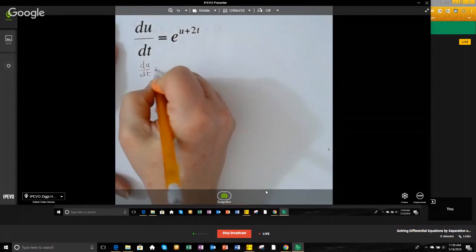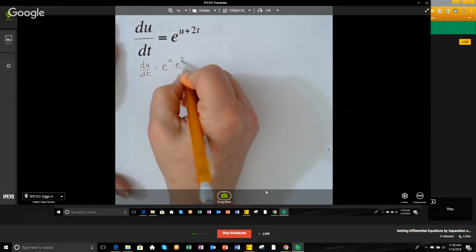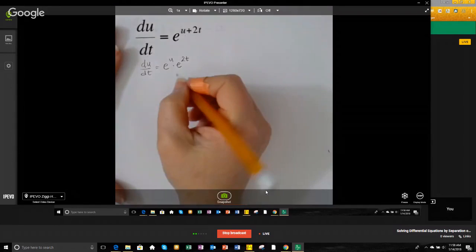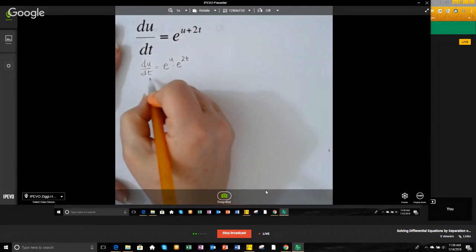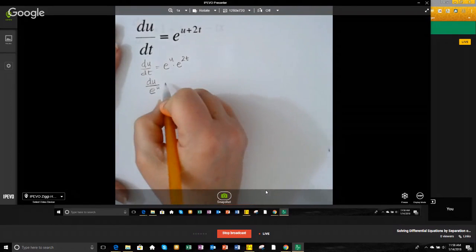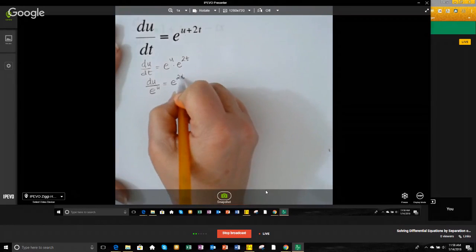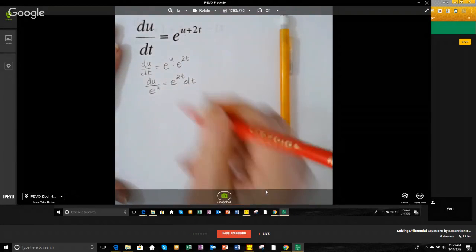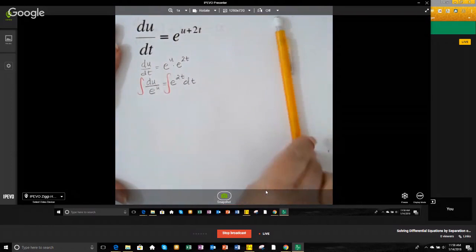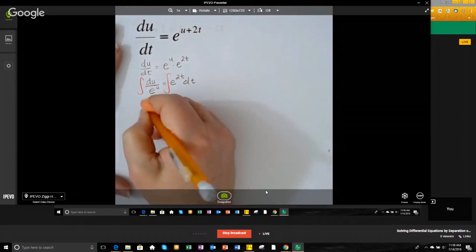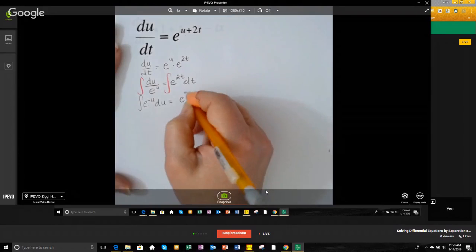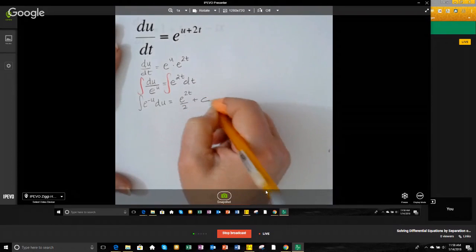So in order to do that, I'm going to say du dt is equal to e to the u times e to the 2t, because I can split this up using the properties of exponents. And now I'm going to separate and integrate. So we're going to say du over e to the u equals e to the 2t dt. And we're going to pull out our magic integral marker. There it is. And this is really e to the negative u du. All right, and we can integrate this side. This is e to the 2t divided by 2 plus c.